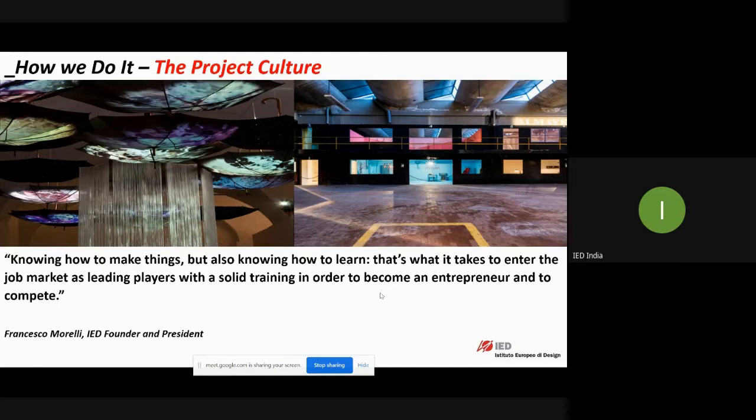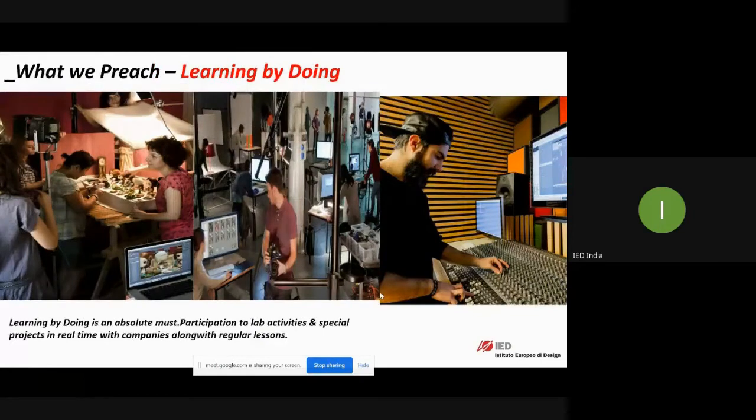And to be very honest, why are we studying? The basic purpose is to add value to society and to do something unique. And that's what we offer, the project culture. What we preach is learning by doing. You can see some photographs there.